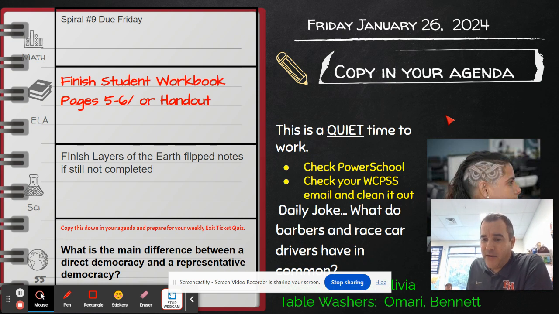Next week's focus is Layers of the Earth. It's happy to be back. Have a good weekend. Hopefully it stays dry.